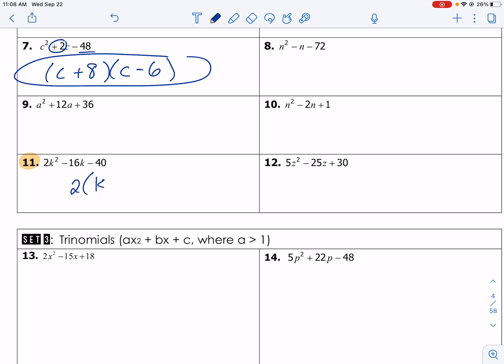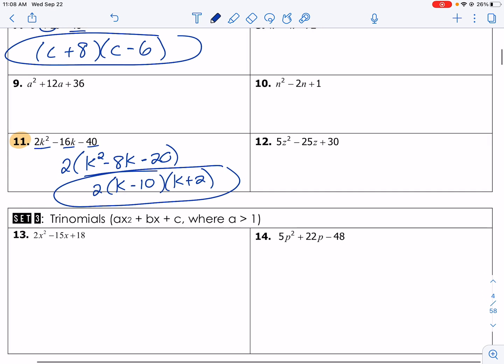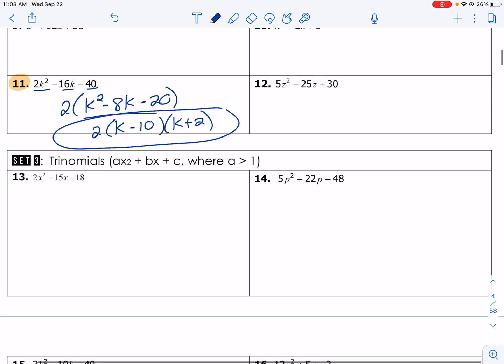When we factor out the 2, remember all three terms have a GCF, we're left with k squared minus 8k minus 20. This can still factor. Factors of negative 20 that add up to negative 8. Should have been negative 10 and positive 2. Don't forget the 2 out in front, and you have your factored form. Multiply back in if you want to check your work.